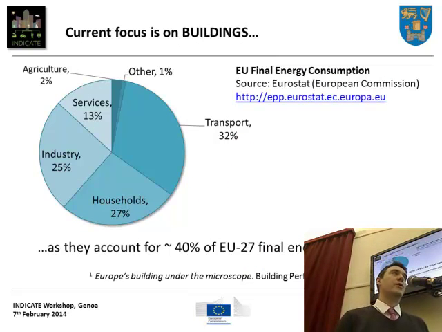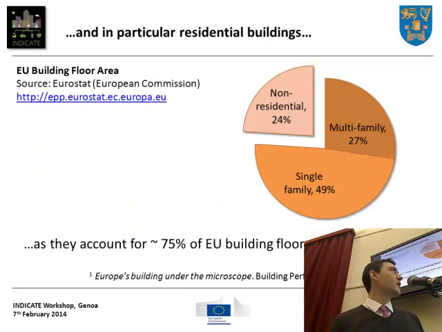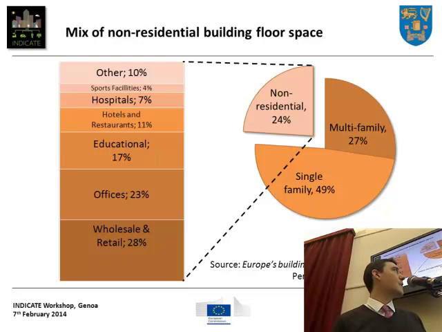So the current focus on the characterization task is on buildings. Why are we concentrating on buildings? Well, EU figures suggest that they make up 40% of the final energy consumption of the EU. And most of that is residential buildings. So again, 75% of the 40% is from residences. The rest is non-residential buildings. And those non-residential buildings are made up primarily from shops and offices.